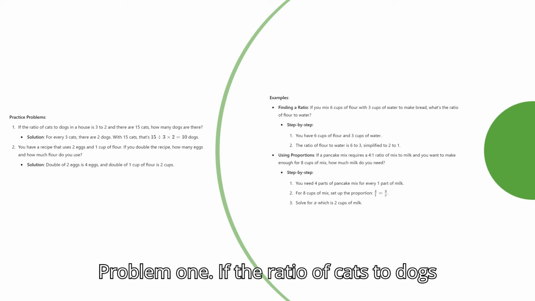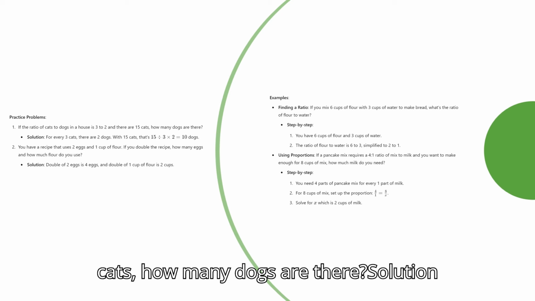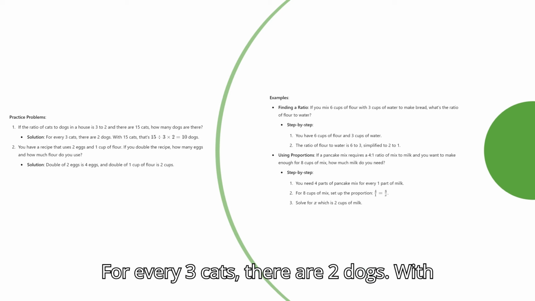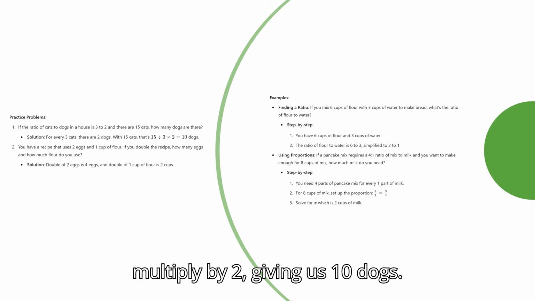Problem 1. If the ratio of cats to dogs in a house is 3 to 2, and there are 15 cats, how many dogs are there? Solution. For every 3 cats, there are 2 dogs. With 15 cats, divide 15 by 3, then multiply by 2, giving us 10 dogs.